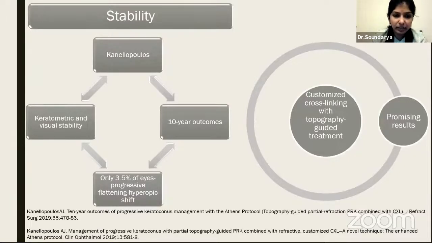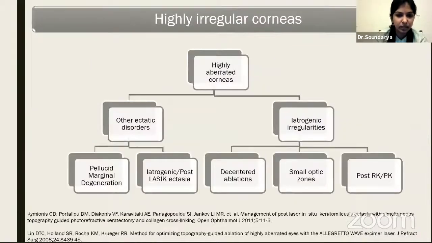And when we talk about stability, Kanellopoulos et al. have published the 10-year outcomes in 144 eyes, and they have shown good keratometric and visual stability, with only 3.5% of the eyes developing a progressive flattening or a hyperopic shift. And the new arena that can be taken up is the customized cross-linking combined with topography-guided treatment. The initial results have also been good. Other than keratoconus, topography-guided treatment, as Praveen sir told, can be used in all these other irregular corneas as well.